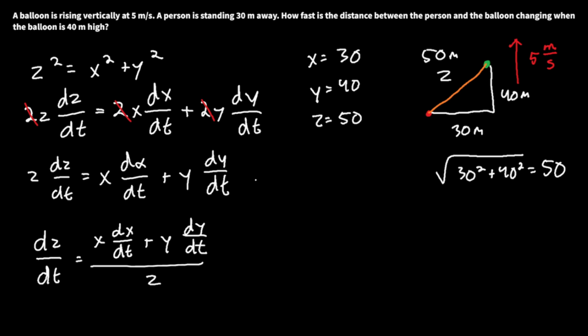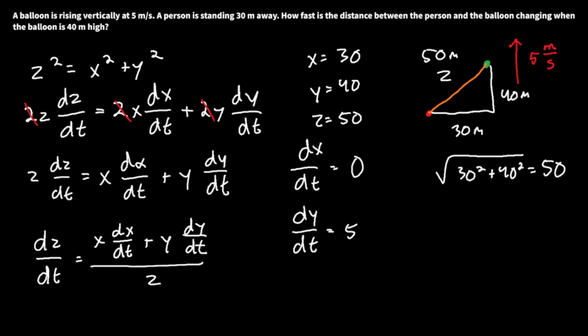Now, how about dx over dt? Well, over time, x doesn't change. The balloon is still 30 meters away from the person horizontally. So dx over dt is 0. And dy over dt is the rate of change between the balloon, the distance between the balloon and the floor. So it's vertical rate of change, which is 5 meters per second given in the problem right here. So dy dt is 5, dx dt is equal to 0, and we have all the other values.